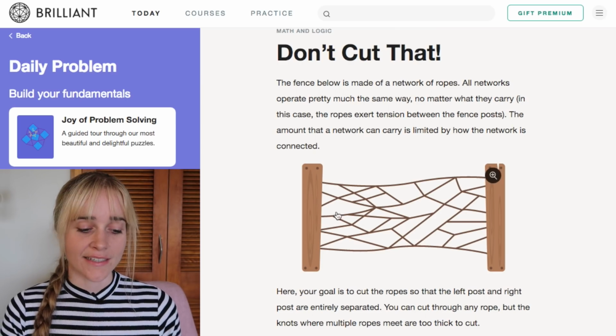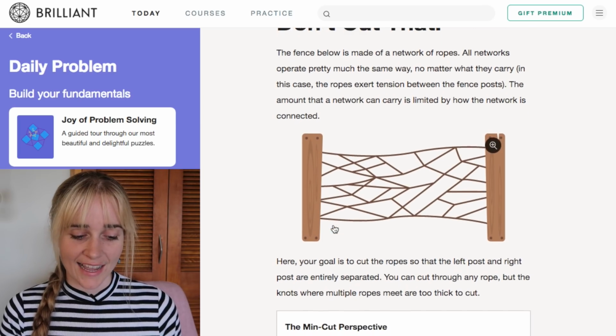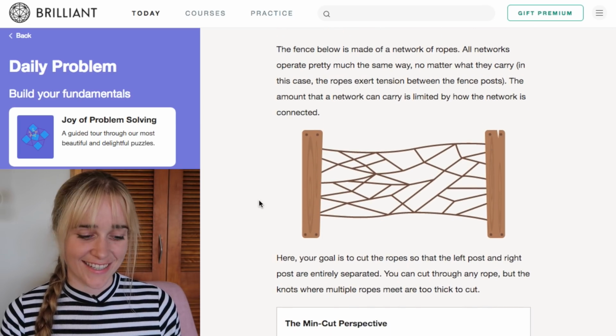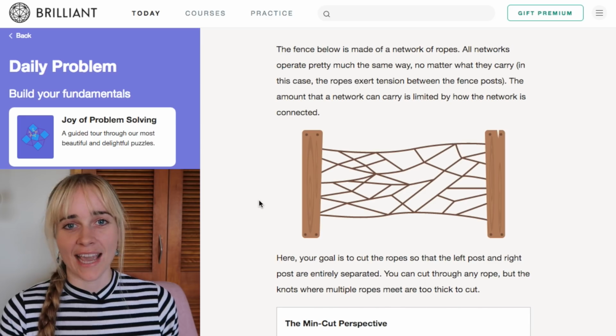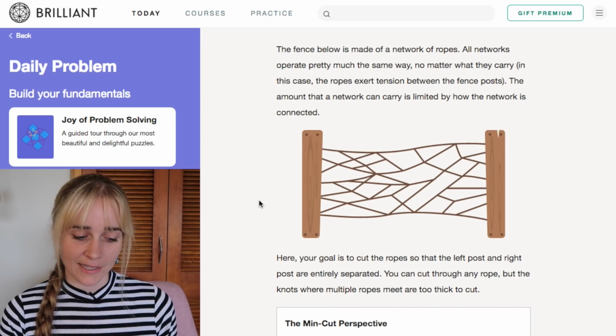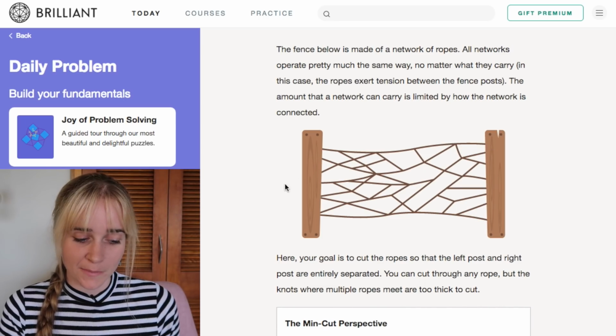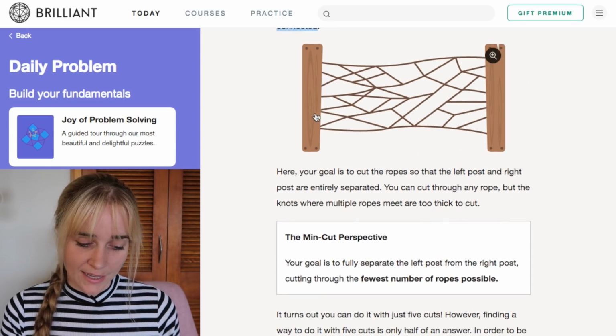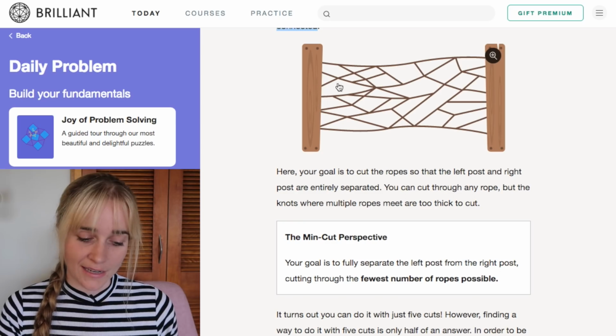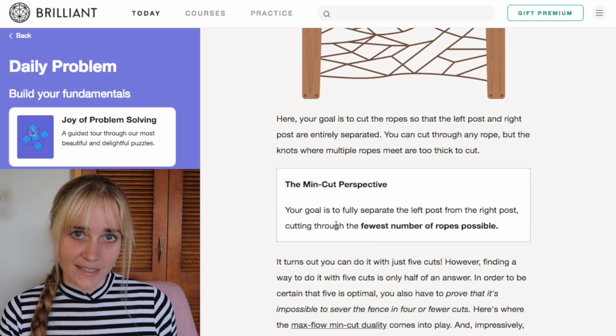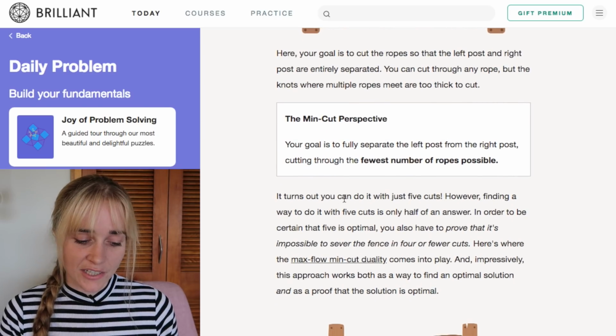Our fence is a network of ropes, and networks exist all over the place, and they could carry anything. In this case, our network of ropes is carrying tension between the 2 fence posts. So our goal here was to cut the ropes so that the left and right post are completely separated. For this little example here, you can actually do it with 5 cuts.